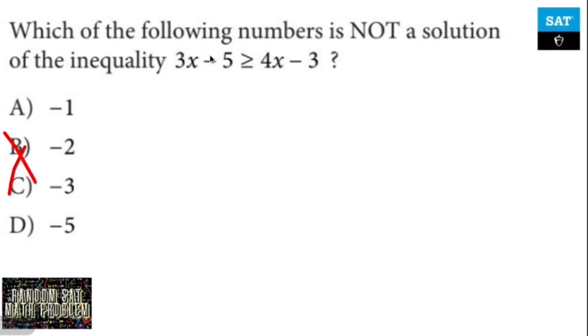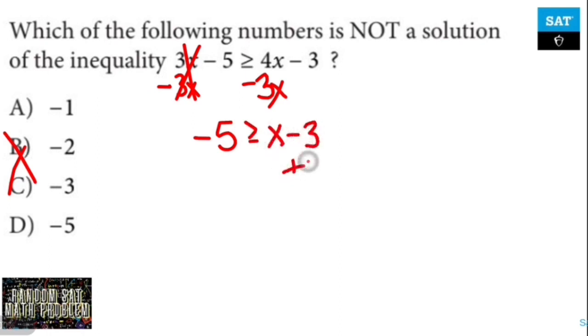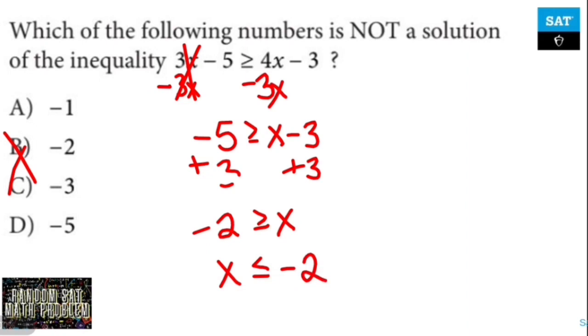It's very straightforward. I'm going to subtract 3x from both sides. This is super convenient because what it leaves me with as far as x's go is just a regular x minus 3. If I add 3, I add 3. That gives me negative 2 has got to be greater than or equal to x. I like to view it with my variable to the left. So x is less than or equal to negative 2. So my solutions are x is less than or equal to negative 2.